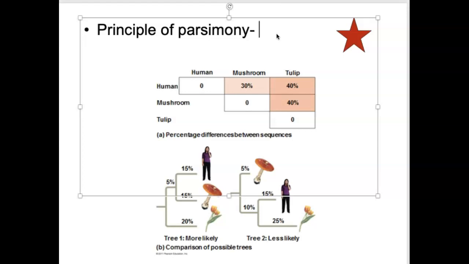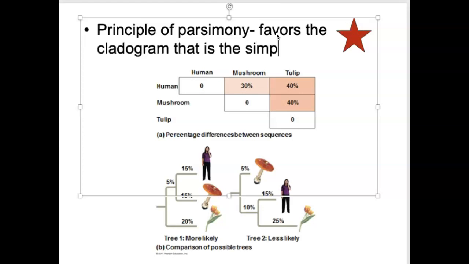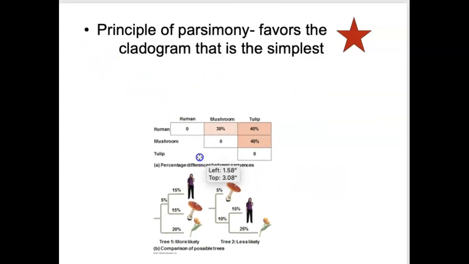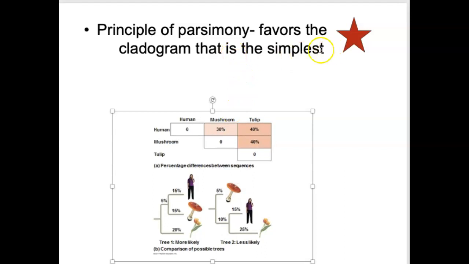Parsimony. This is an important thing in science. Principle of parsimony. Parsimony is the cladogram that is the simplest. The principle of parsimony favors a cladogram that is the simplest. Let me make this smaller so I can put a bit better of an explanation up here.